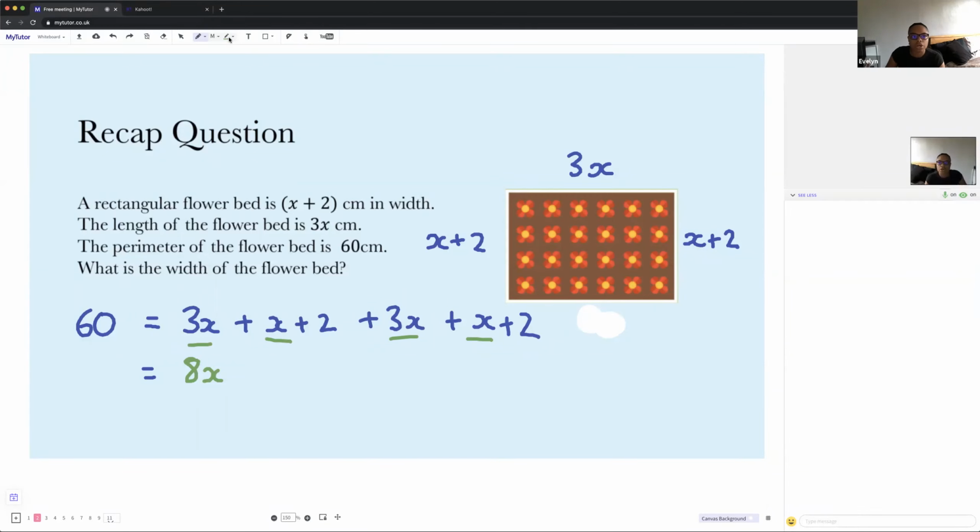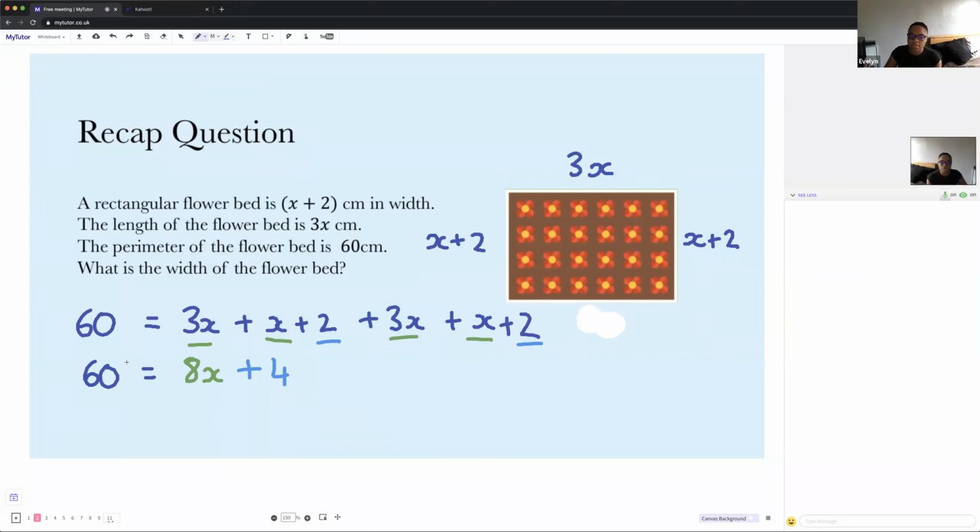So we've got 2 and a 2. So we're going to add these two together. So 2 plus 2 is 4. So we've got 8x plus 4. And remember, on the left-hand side, we still have 60. So 60 equals 8x plus 4.